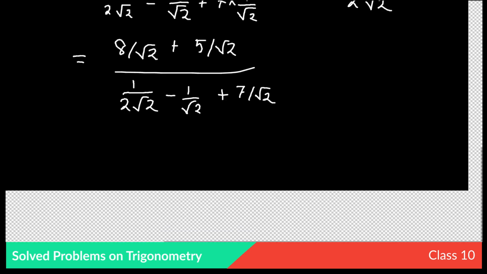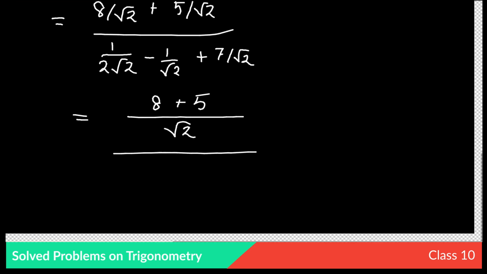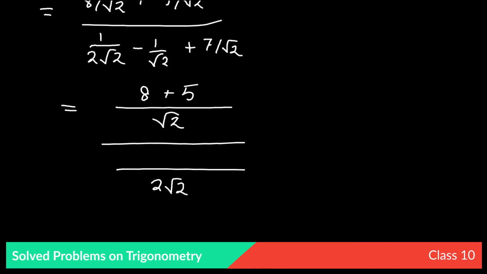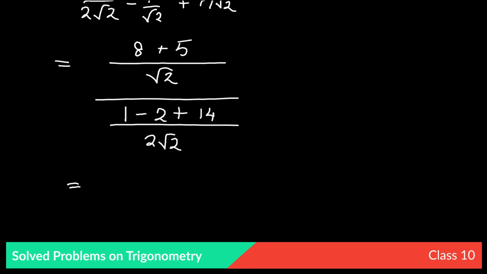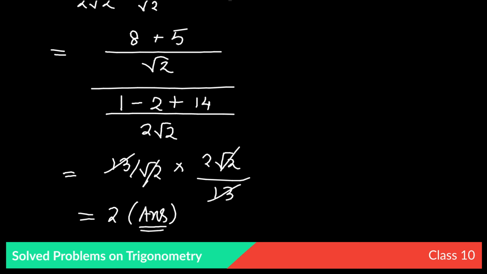Okay, so in the numerator, if we take the LCM root 2, it is 8 plus 5. Now in the denominator, the LCM will be 2 root 2. Okay, so it is 1 minus 2 plus 14. So it is 13 by root 2 into 2 root 2 by 14 plus 1, that is 15, minus 2, that is 13. So 13 is cancelled, root 2 is cancelled. So the answer is 2. The required answer for this question is 2.